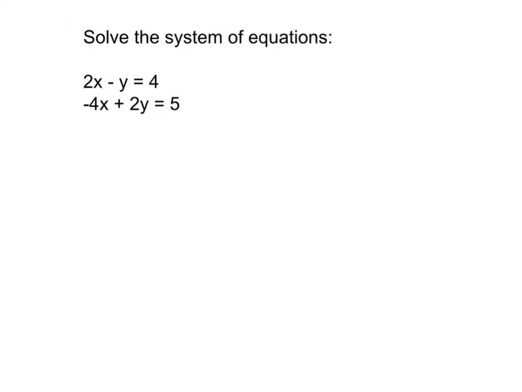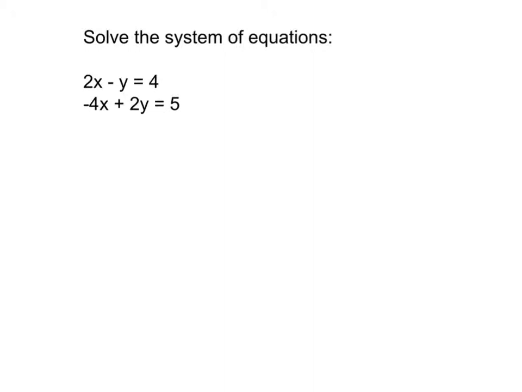Now, this example here is asking us to solve the system of equations. And as you know, we have a choice. We can either try to graph them, use elimination, or use substitution. And when we look at the problem here, we see that we have a y that is pretty much on its own right here in the first equation, which means that it's going to be easy to isolate that variable, and it's going to be easy to use substitution.